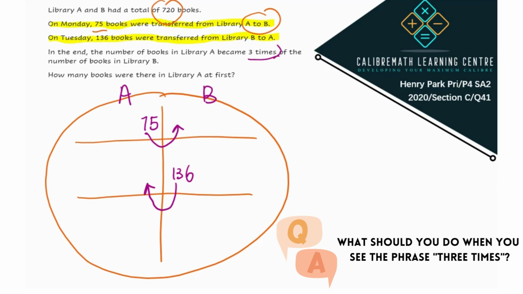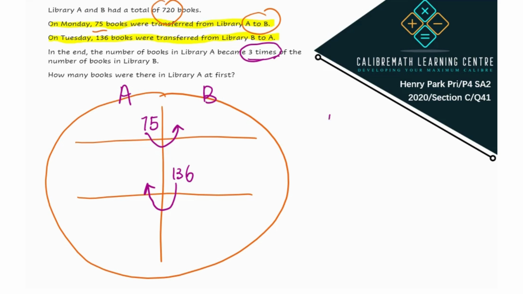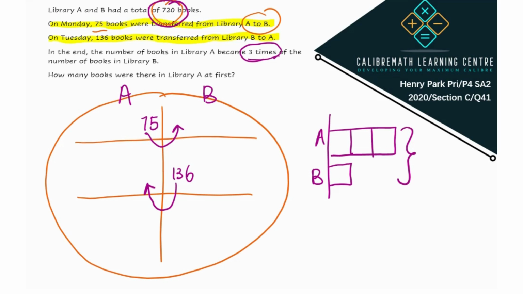Now remember, what are you supposed to do when you see the word 3 times? Yes, you are supposed to draw a model. So let's draw out a model to represent this information. So in library A, there were 3 units. It's 3 times. And library B, we have 1 unit. And since we know that this is an internal transfer, as I've mentioned earlier, the total number of books will remain as 720. So we're going to label that as 720 books.